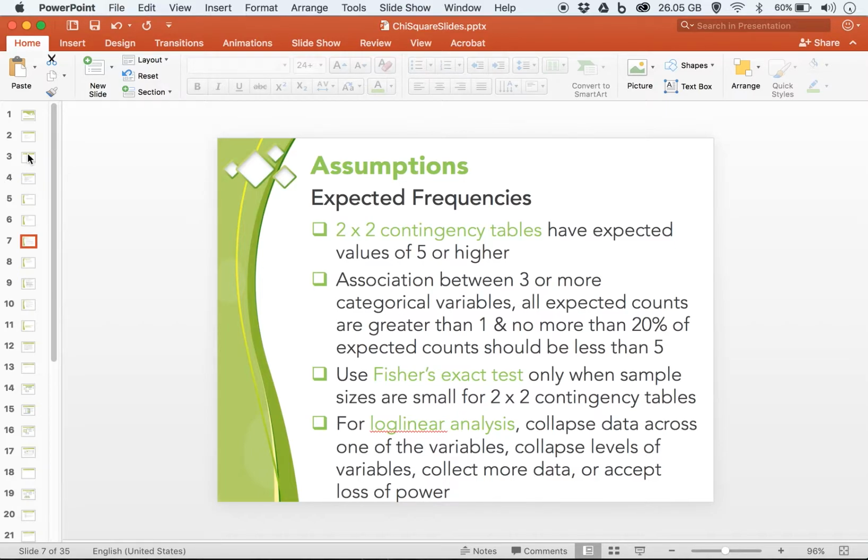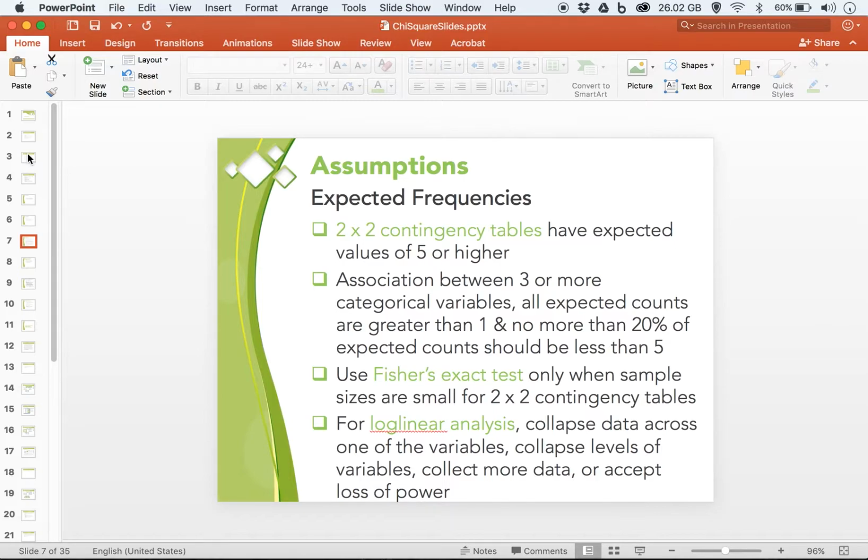For political parties, it might need to be conservative, liberal, and then moderate. You'd have to find a third category that's kind of in between to make that work. You could just collect more data from your study participants, or you could just accept the fact that you're going to have a loss of power because of how few counts you have for all the categories.